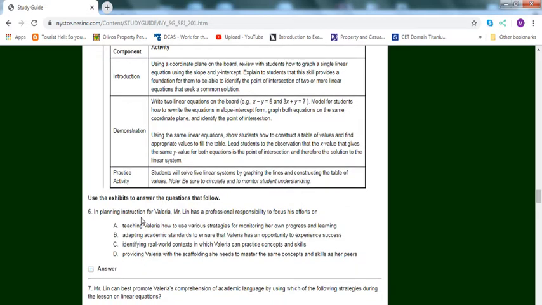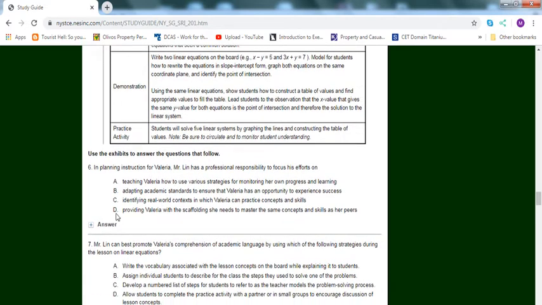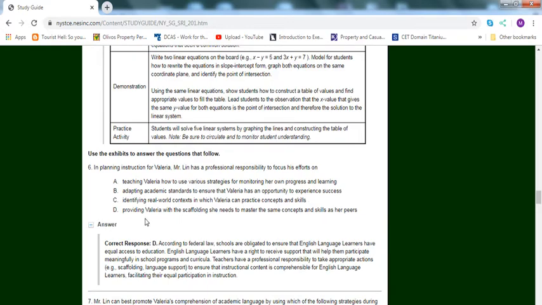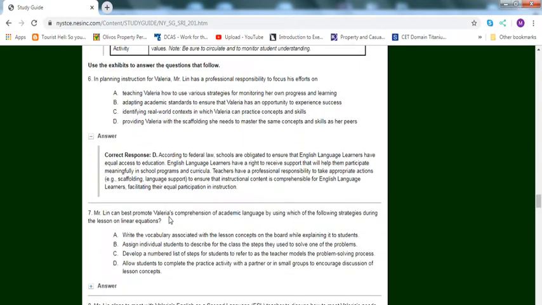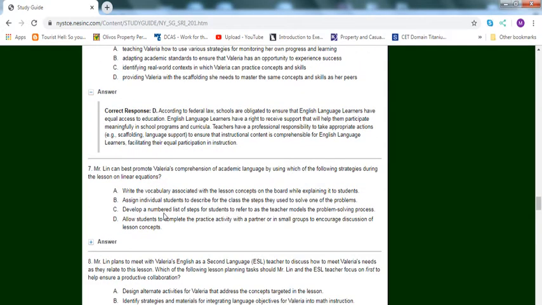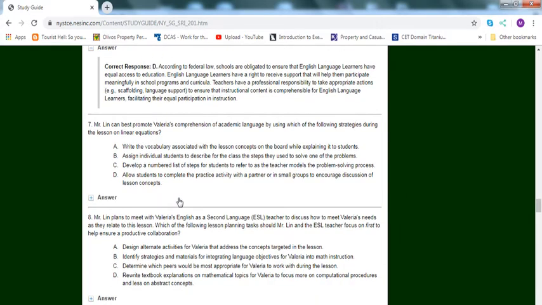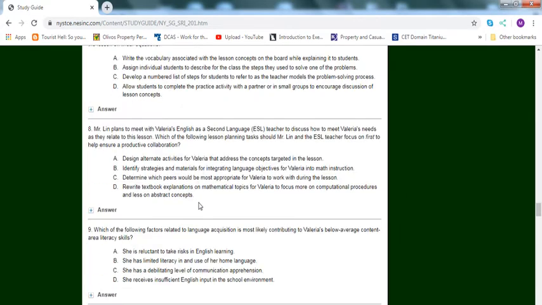Again, in planning instruction for Valera, once you read these 2 questions, they will obviously let you know what the answer is going to be. Keep this in mind. These are very, very important. It's good to know what the question is going to be asking and everything. So for example, question 9: which of the following factors related to language acquisition is most likely contributing to Valera's below average content area literacy skill?